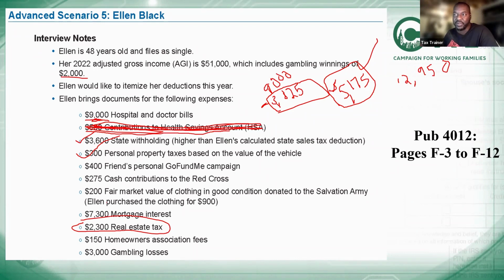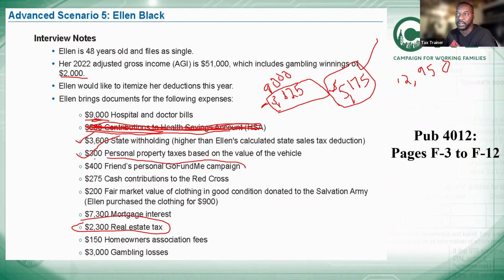Right. We said 59, 6,200. I think that's the math in my head. All right, so they're good with the taxes. We good with there? Yes. Good.